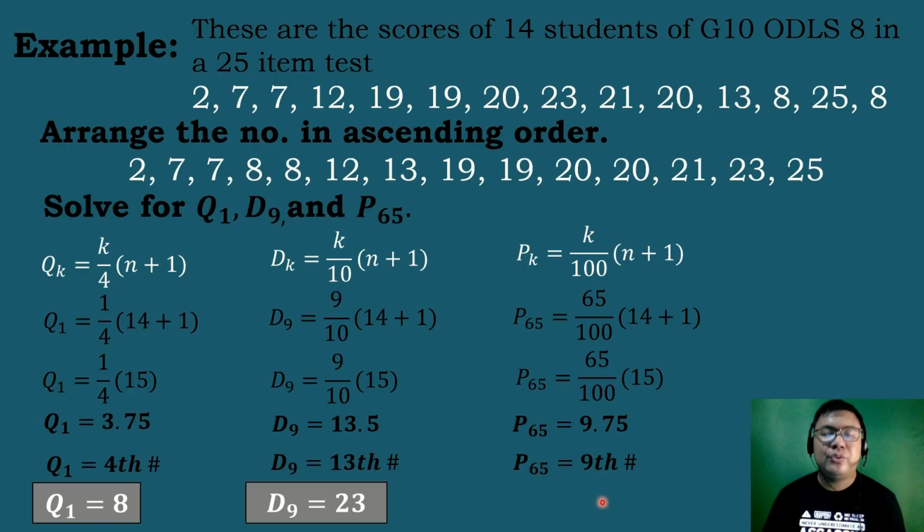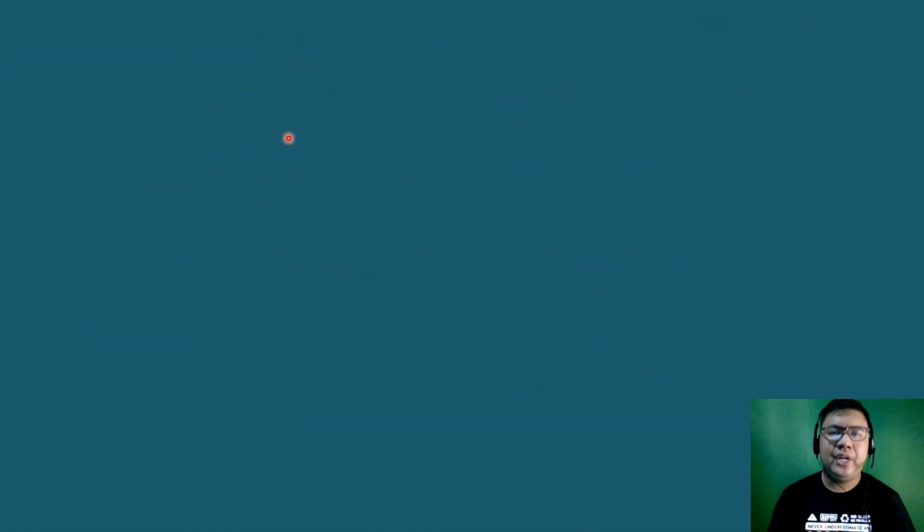We will count the ninth number on this distribution. So we have 1, 2, 3, 4, 5, 6, 7, 8, 9, and this is equal to 19. If we will interpret this, 65% of the students has a score which is less than or equal to 19. Let's have our last example.